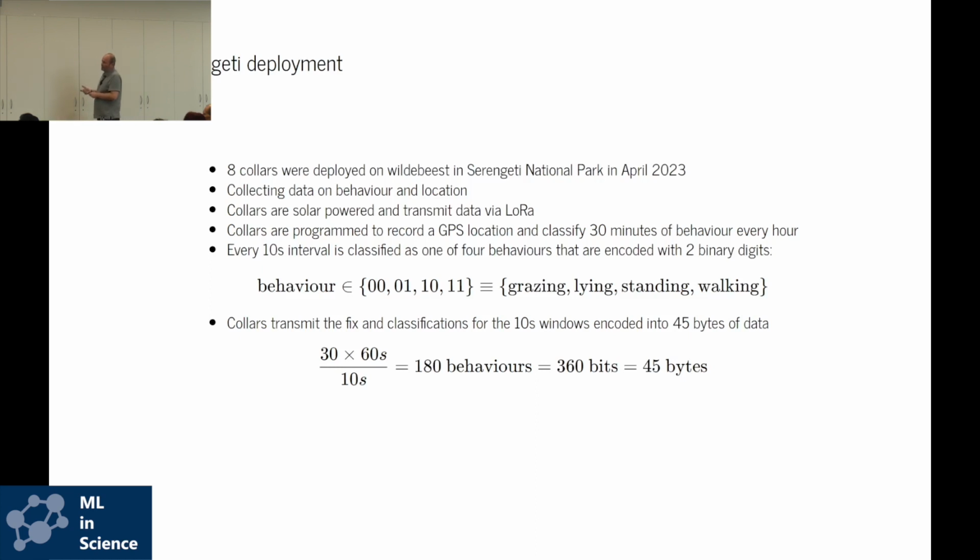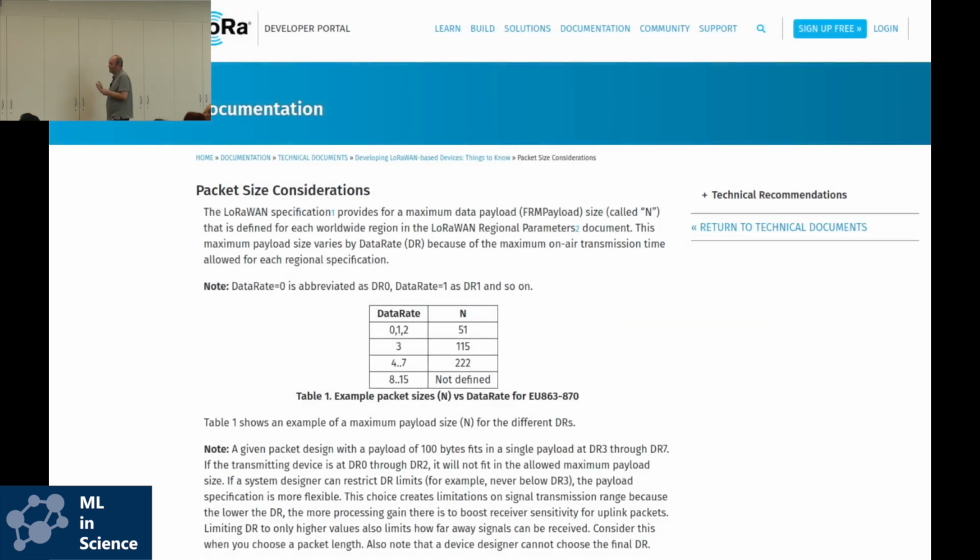And then every 10-second interval, we're classifying as one of these 4 behaviors, and then we encode it as binary digits. The reason I'm saying this is we really have to shrink this data down to be able to transmit to the LoRa array. And so we get it down to 30 minutes encoded in 45 bytes of data. We have these regulations about the use of LoRa in terms of how much data you can send at different data rates.